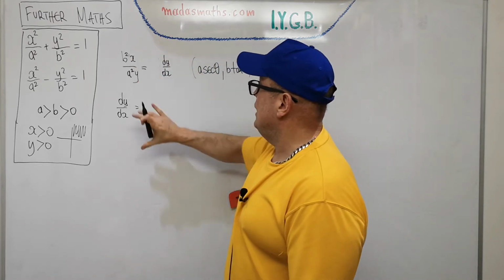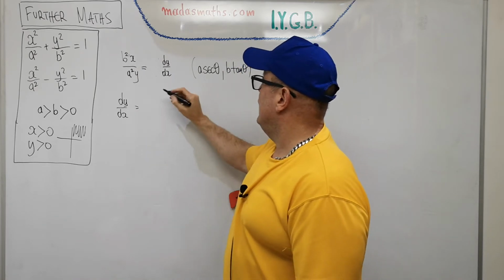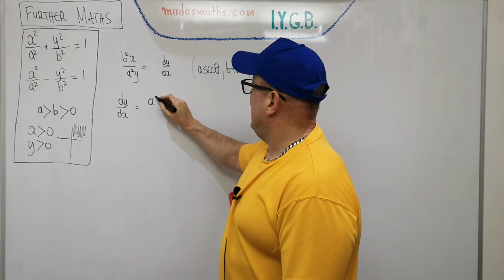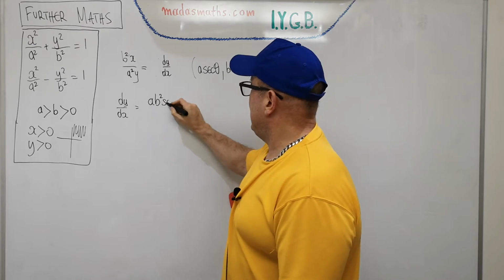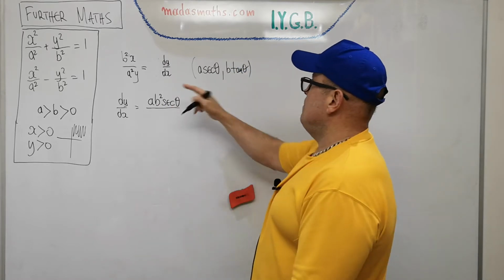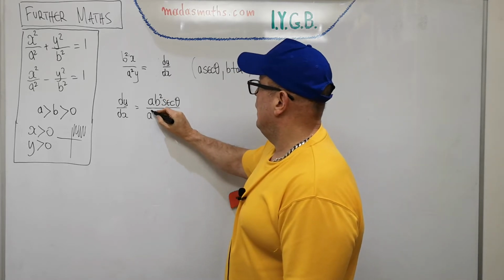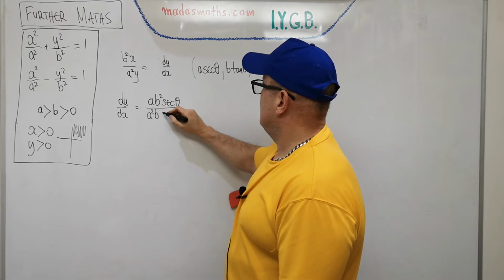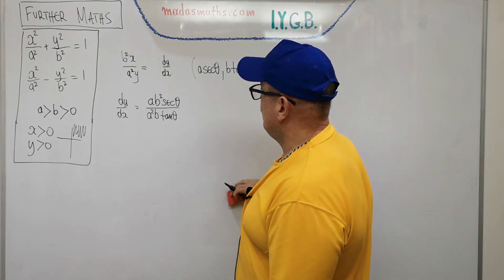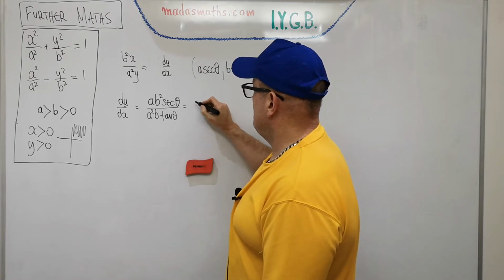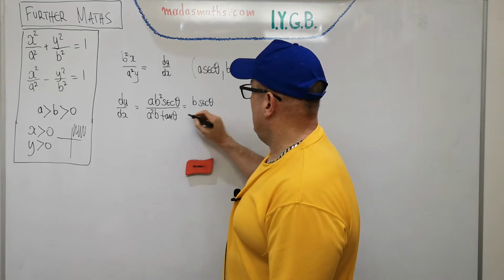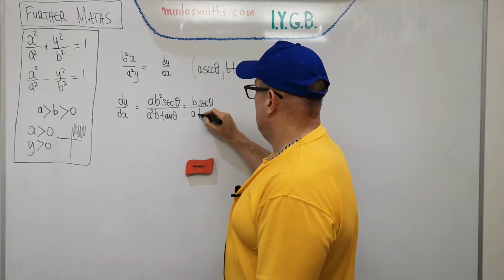So this is a gradient function, but this is not the gradient at the general point. It's going to be b squared times a sec theta over, the denominator is going to be a squared b tan theta, which will simplify to, we can lose, of course, let me write it, b sec theta over a tan theta.